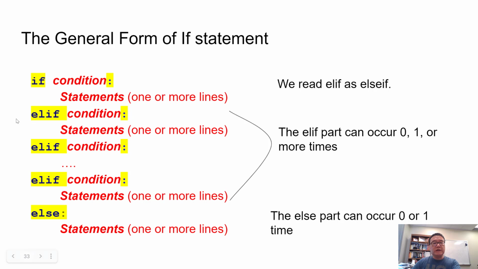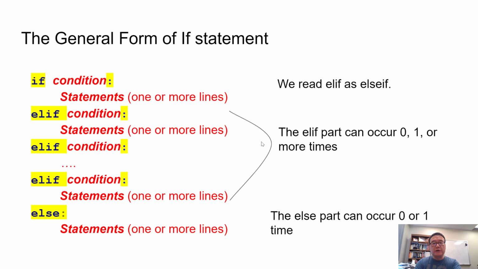So this is a general format for the if statement. There has to be an if followed by a condition, followed by a colon, and then there's an if branch of statements, 1 or more lines indented. And then there can be 0 or 1 or more of these else if branches where there's a condition, colon, followed by the statements. And finally, there can be an else branch, but this else branch can also be missing. So this else part occurs 0 or 1 time. So that covers all possible if statements.